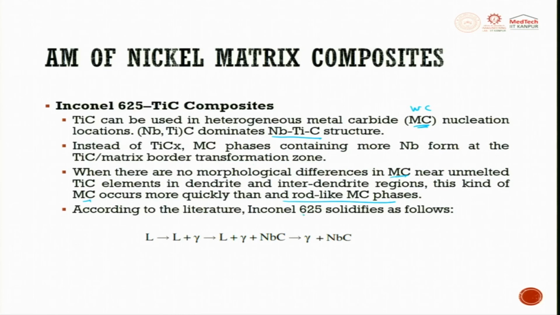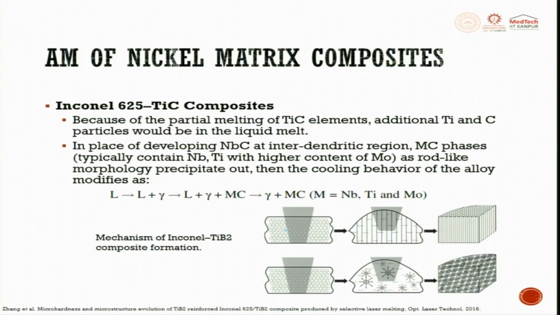From the literature, Inconel 625 solidifies as L, then L plus gamma, then L plus gamma plus NbC, which gives gamma plus NbC. So this is what it is. When the laser is hit, it tries to form structures like this, and these are columnar. When you form the composite like this, you have these TiC forming, and they can form structures like this. In Inconel 625 TiC composites, because of the partial melting of TiC elements, additional Ti and C would be in the liquid melt.